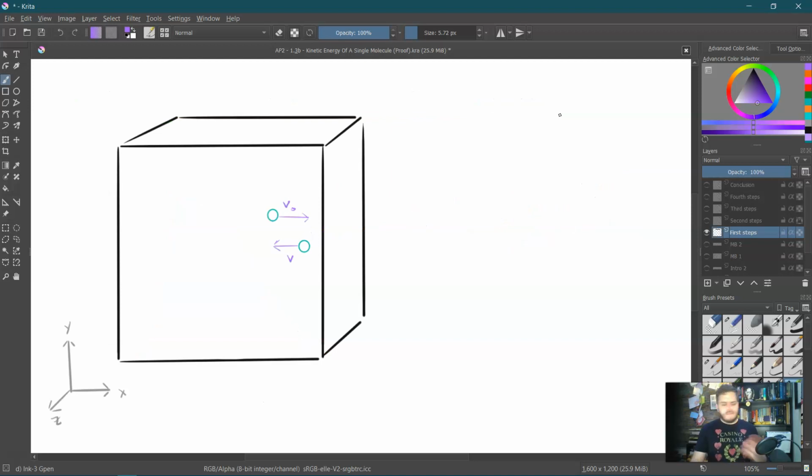So first off, we start with a sealed cube, and in this cube there are a number of gas particles. However, to simplify things, we're going to first start off with only one gas particle, and additionally, it is moving in only one direction, which we see as the x direction. So we're going to focus first on one particle moving in one dimension.